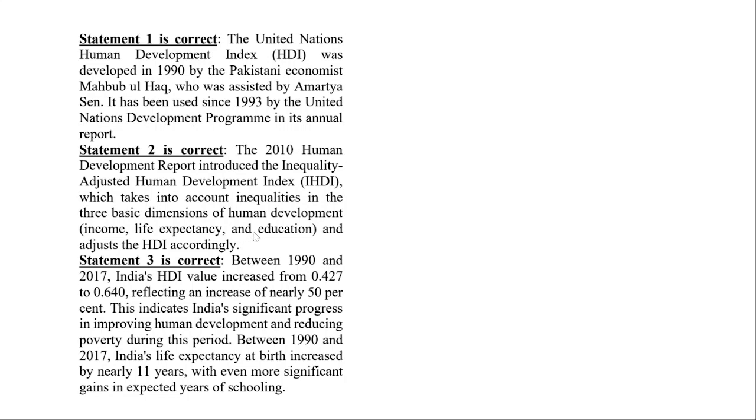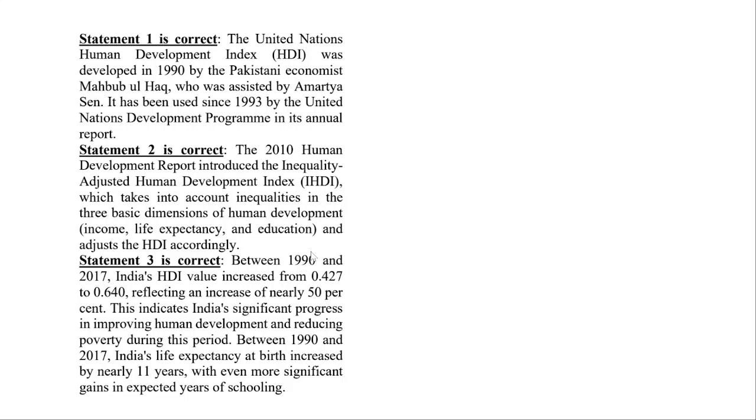When you are talking about HDI, what are the dimensions or the components in order to develop that index? The first thing to remember is income, life expectancy, and education. So two is also correct. And between 1990 and 2017, India's HDI value increased from 0.4 to 0.6. So there is a 50% increase.